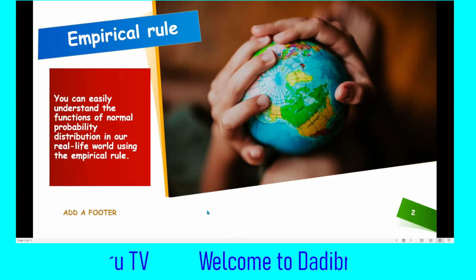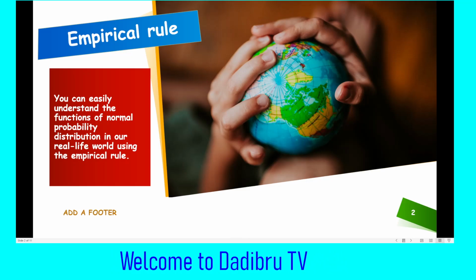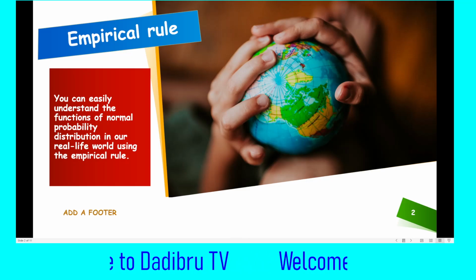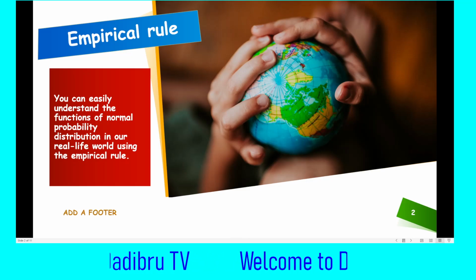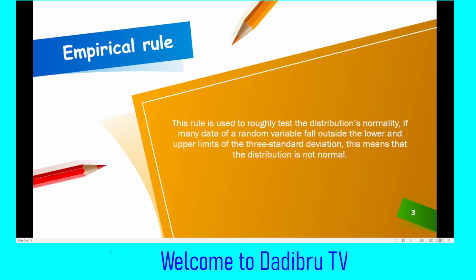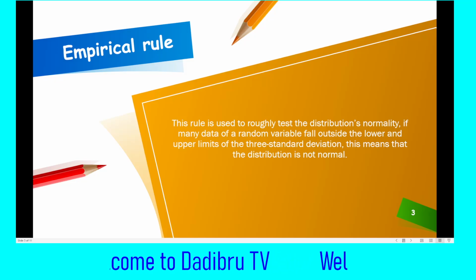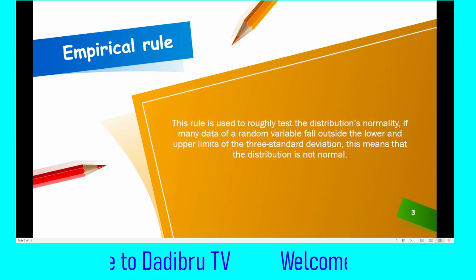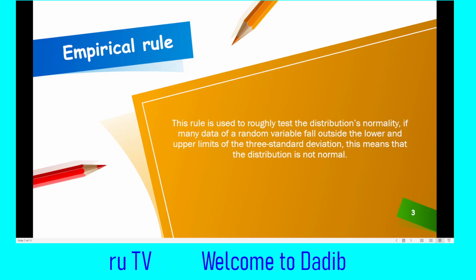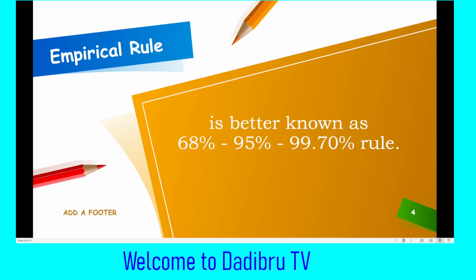So for today's video, let's talk about the empirical rule. You can easily understand the functions of normal probability distribution in our real-life world using the empirical rule. This rule is used to roughly test the distribution's normality. If many data of a random variable fall outside the lower and upper limits of the three standard deviations, this means that the distribution is not normal.